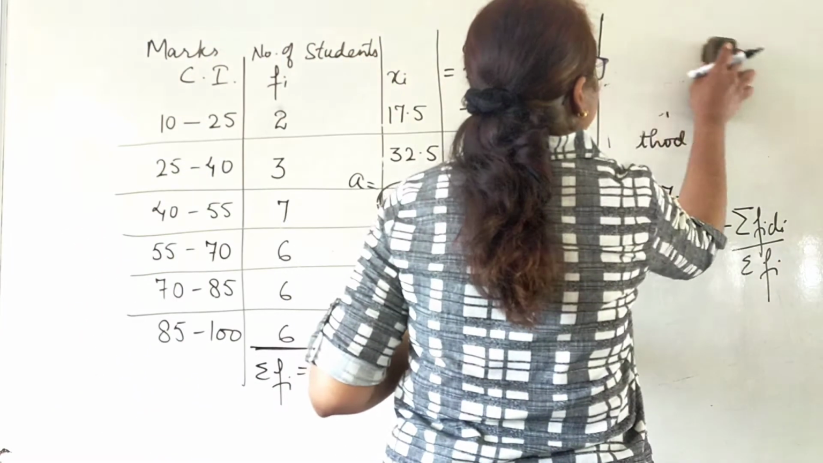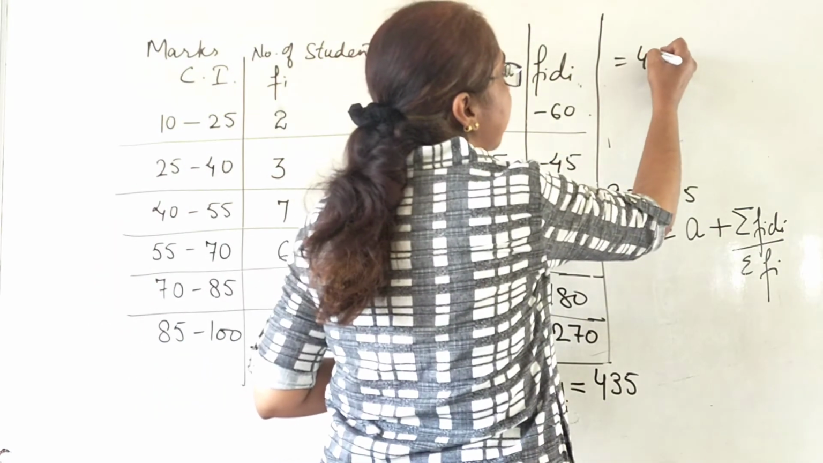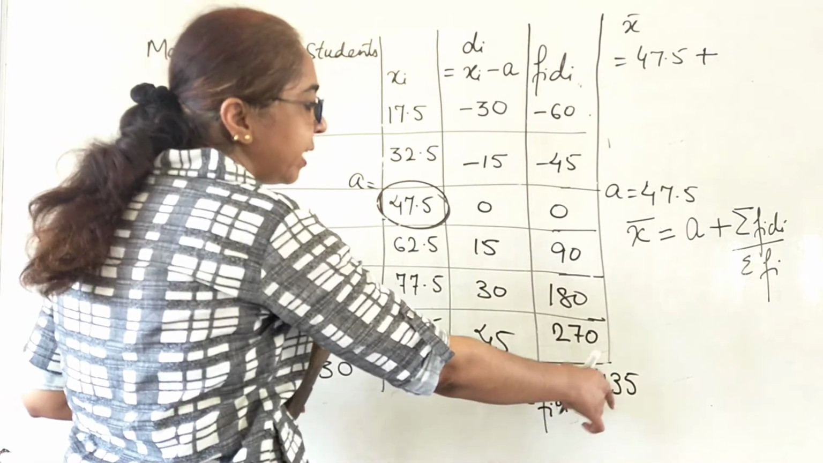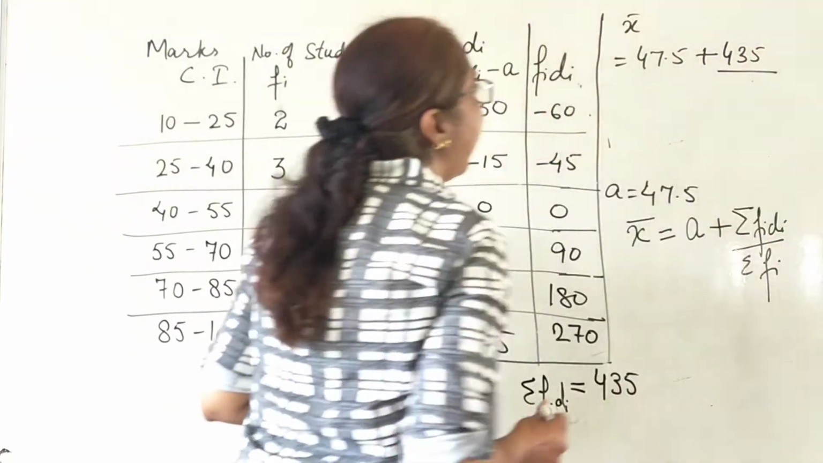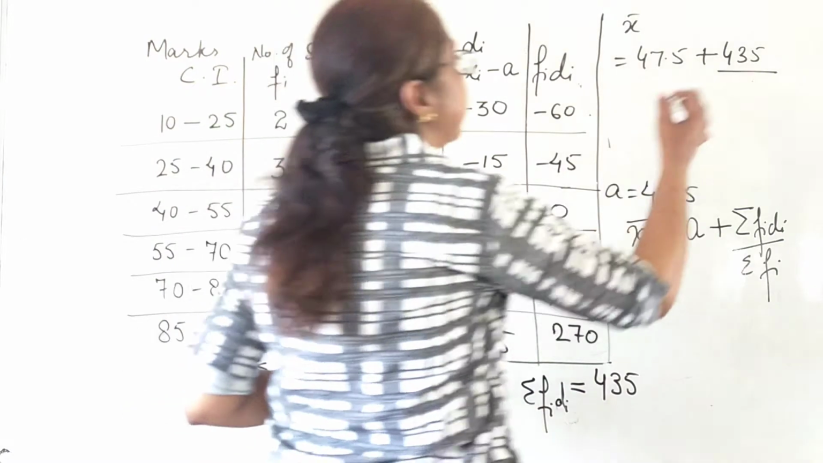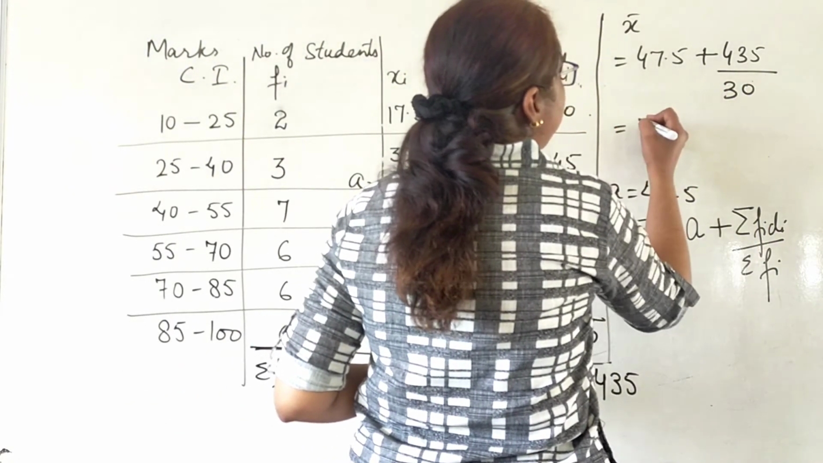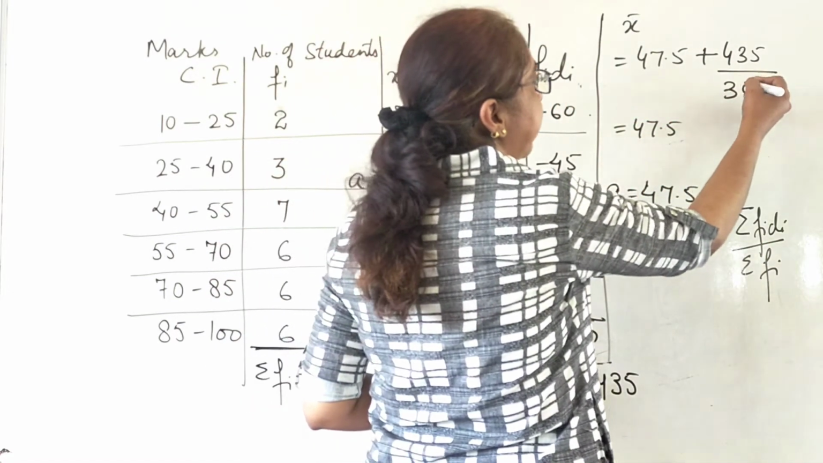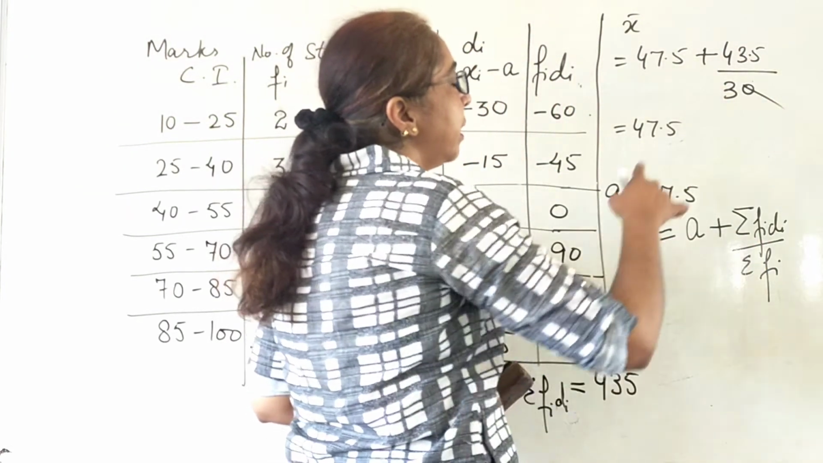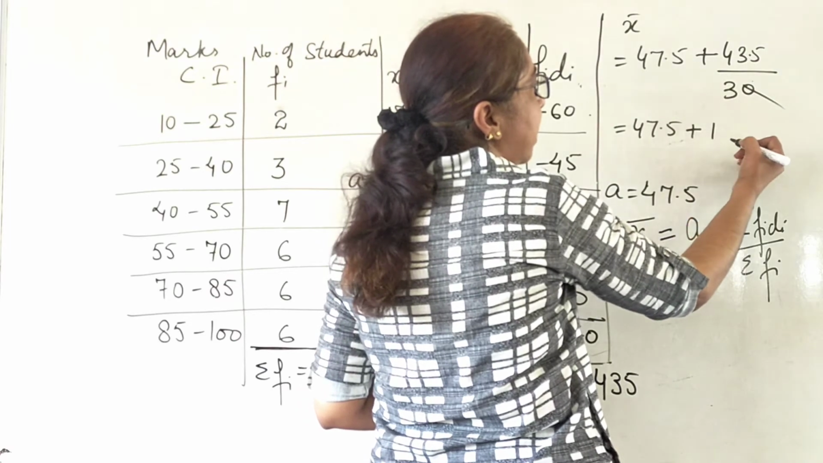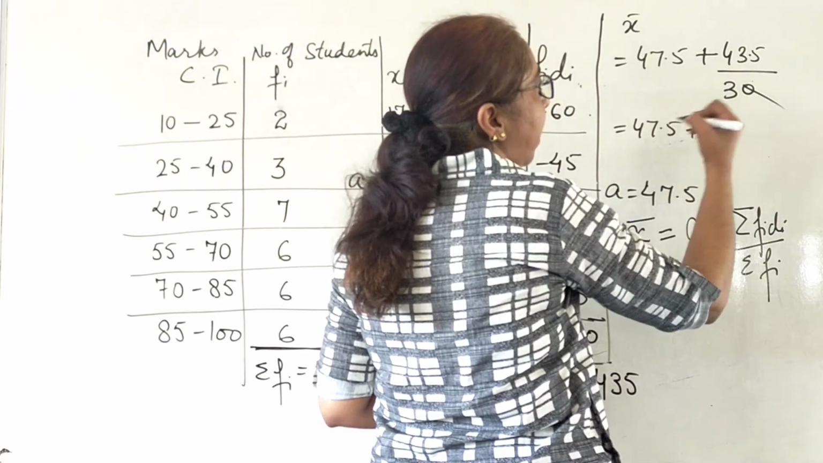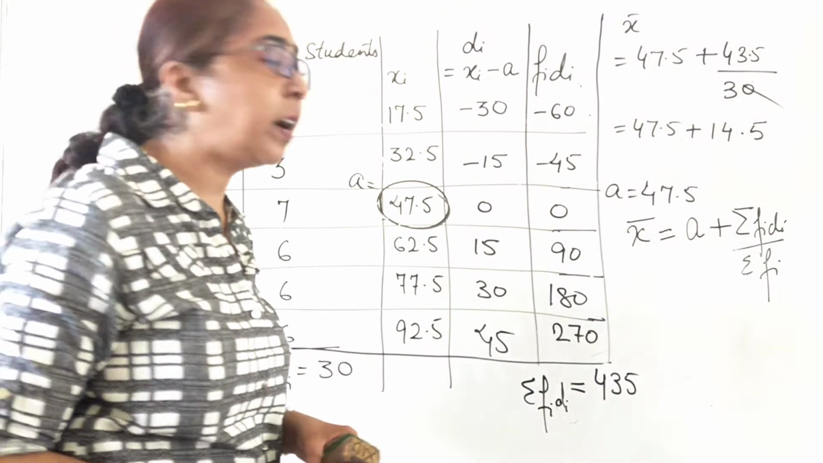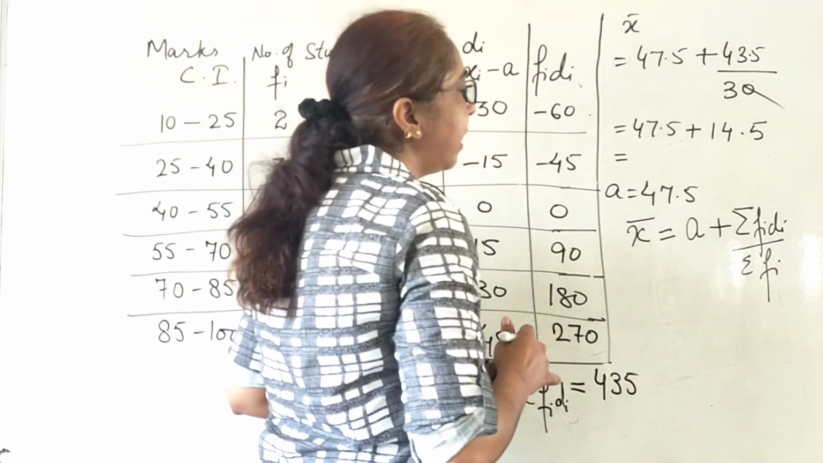So let me rub this. So this will be 47.5 as A. I'm finding x bar: plus summation of fi di is 435 and summation of fi is 30. So after solving it, 47.5, and this will cancel out, giving a point here. Now cancel it with 3. 3 ones are 3, 3 fours are 12, and then point, and 3 fives are 15. So you get 14.5. Now add these two and you will get the answer for the mean.